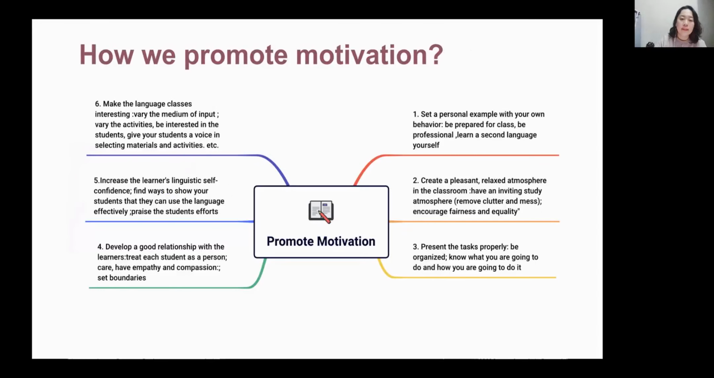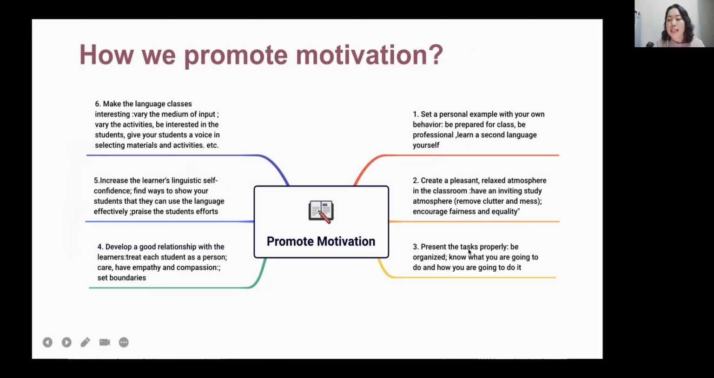Now, how do we promote motivation? Let's look at the first one, citing good examples with your own behavior. Be prepared for classes. Be professional. Learn a second language yourself. Second one, create a pleasant, relaxed atmosphere in the classroom. Have an inviting study atmosphere. Remove clutter and mess. Encourage fairness and equality.